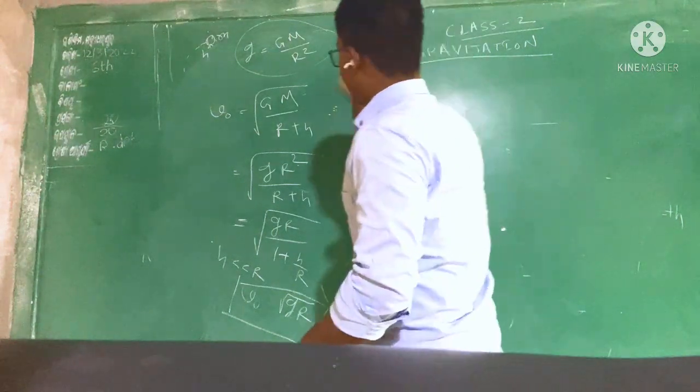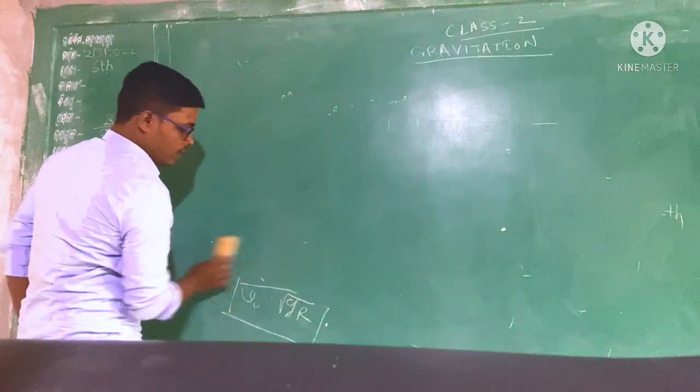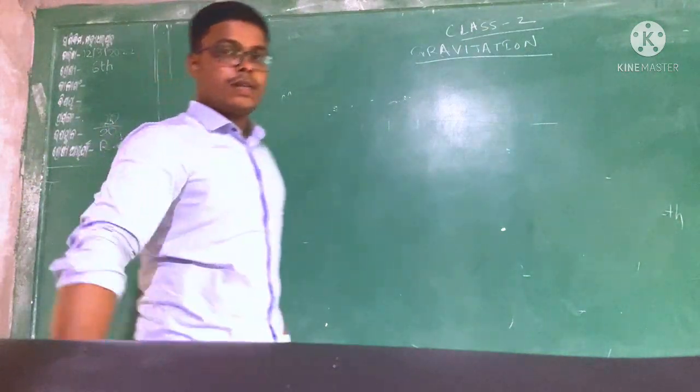Now we will see Kepler's laws. So what are Kepler's laws? Kepler has given three laws. So what is the first law? The first law is that Earth revolves around the Sun not in a circular orbit but in an elliptical orbit, with the Sun situated at the focus.